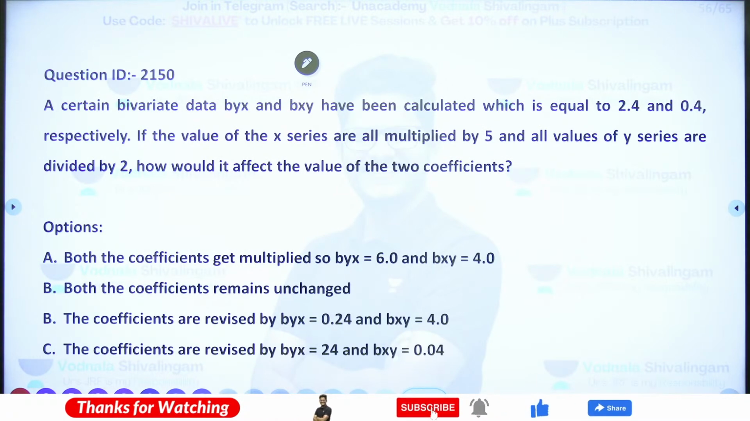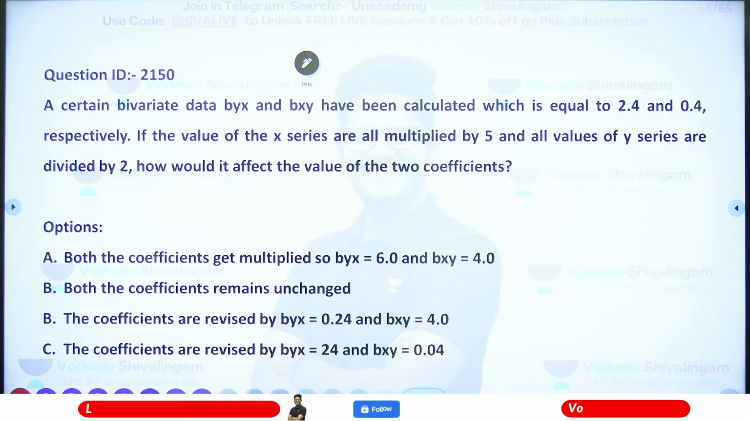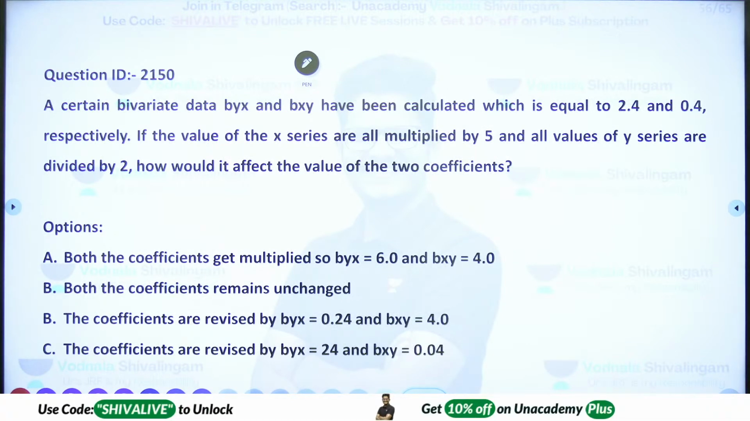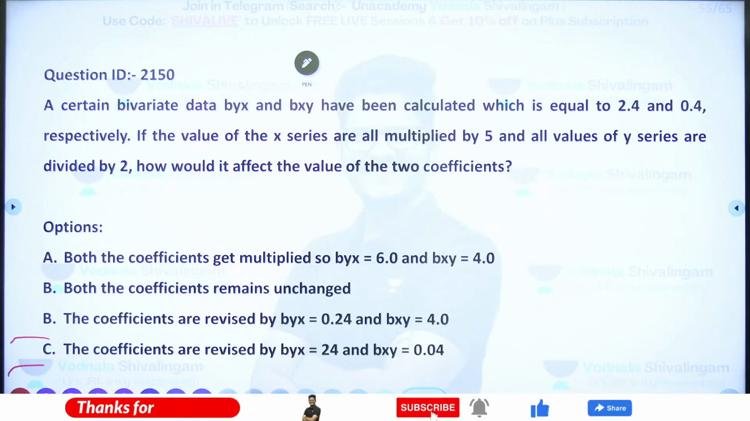In a certain bivariate data, the regression coefficients byx and bxy have been calculated, which are equal to 2.4 and 0.4 respectively. If the values of the x series are all multiplied by 5 and all the values of the y series are divided by 2, how would it impact the two coefficients? The answer for this question will be C. The coefficients are revised to byx 0.24 and bxy 4.